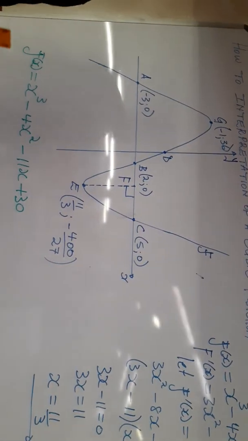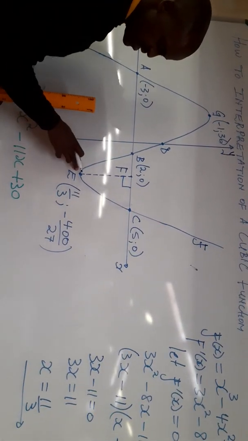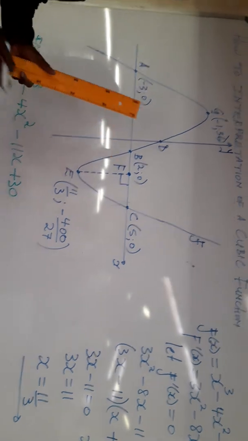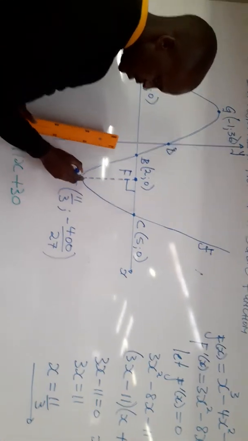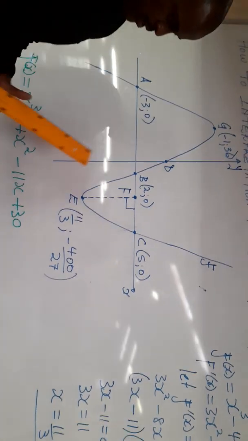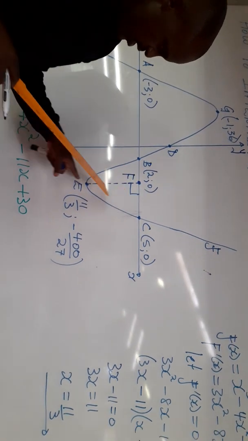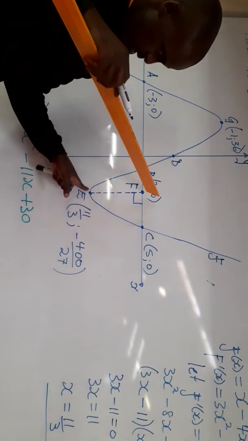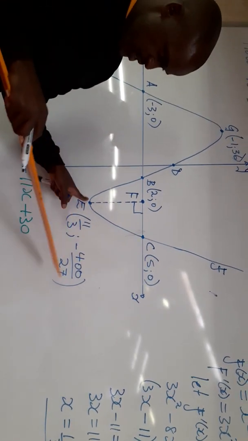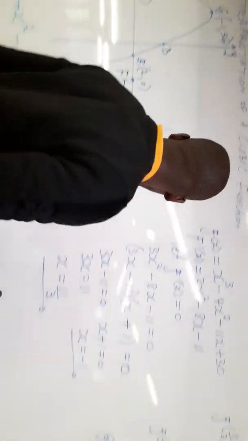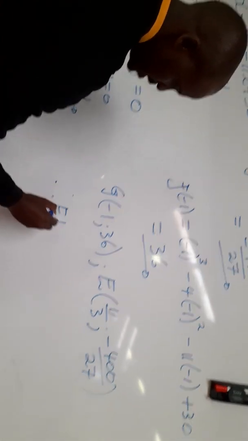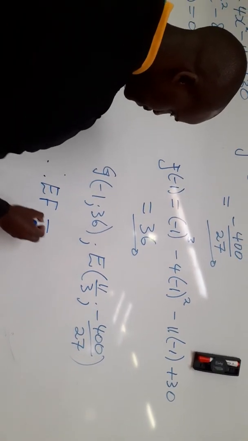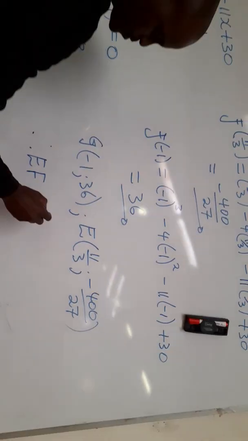y is 36. Right, we are being asked to find the length of EF. The length of EF, remember, this is a vertical line. So you are to just count from this point to that point. Remember that y is 0 there. Here, y is negative 400 over 27. It's a matter of writing this in units, from negative 400 over 27 to 0. That means our EF will be, let's write this in decimal, 14.8.